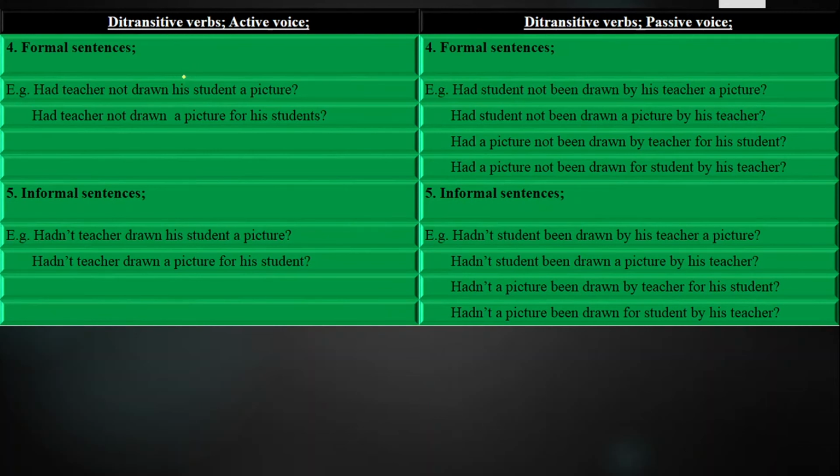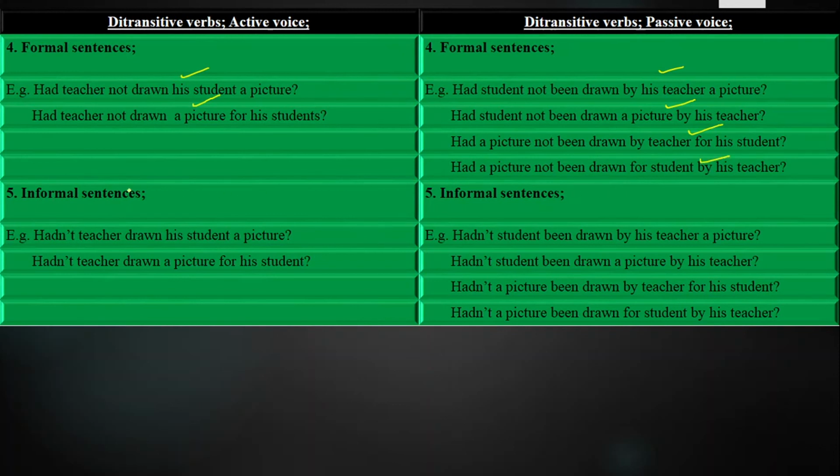Had teacher not drawn his student a picture? Had teacher not drawn a picture for his student? Had student not been drawn by his teacher a picture? Had student not been drawn a picture by his teacher? Had a picture not been drawn by teacher for his student? And had a picture not been drawn for a student by his teacher?